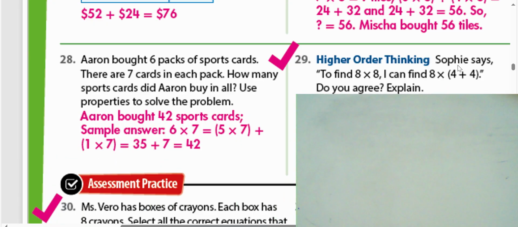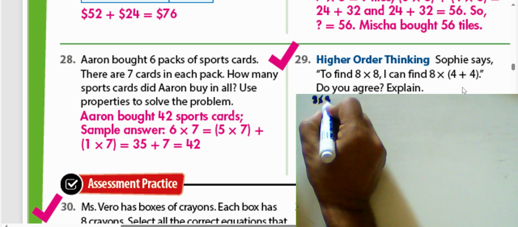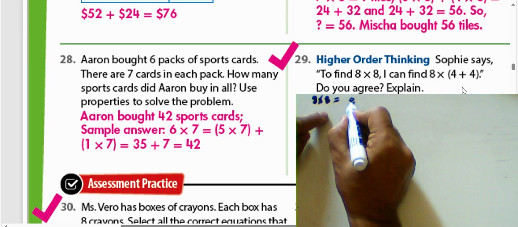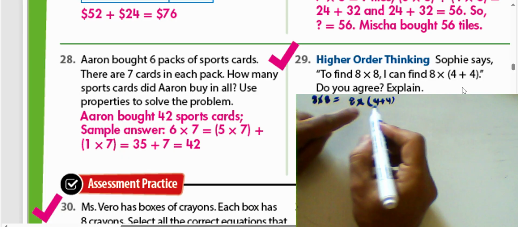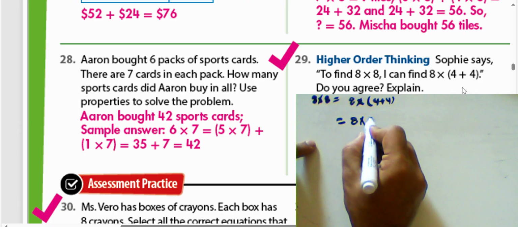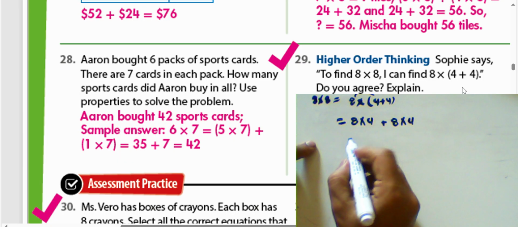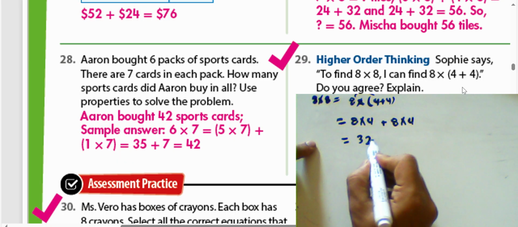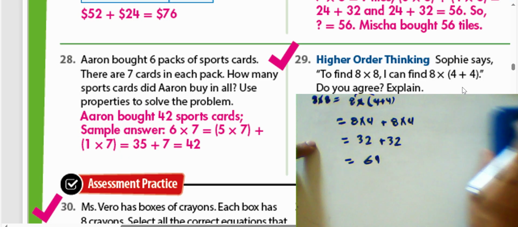Next question. Sophie says to find 8 times 8, I can find 8 times (4 plus 4). Do you agree? Yes, I agree. And explain. We are using the distributive property here because for 8 times 8, we can write the first number, 8 multiplied by 4 plus 4, which is equivalent to 8. Using 8 times 4 plus 8 times 4, 8 times 4 equals 32, and 8 times 4 equals 32. The result will be 64.